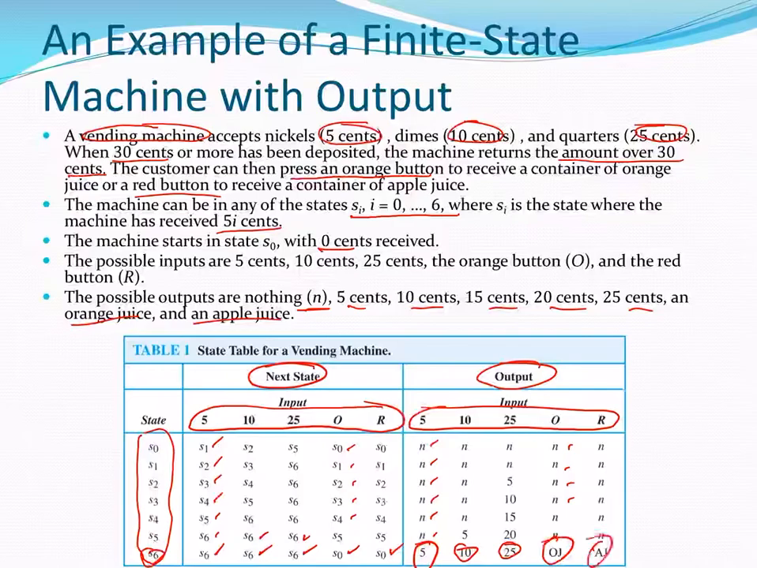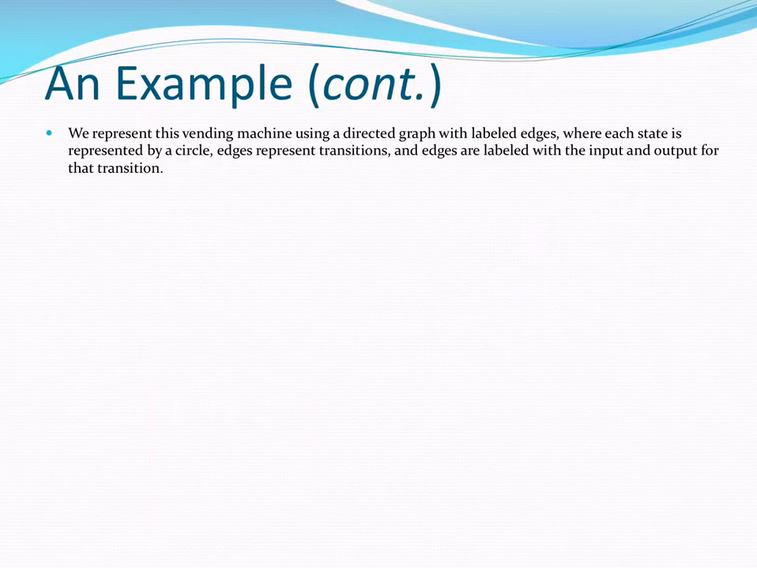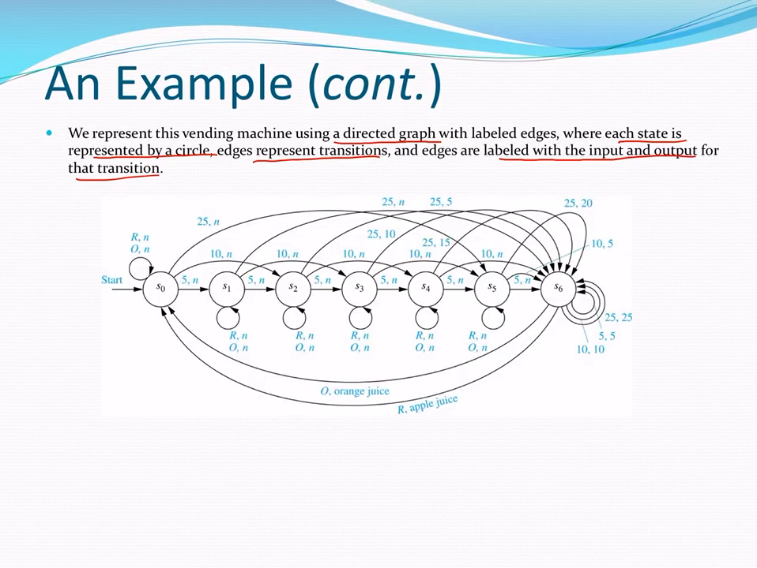Let's take another look at this problem using what's known as a directed graph, where each state is a circle or a vertex of this directed graph, and the edges represent the state transitions. The labeling on the edges contains both the input and the output information. So here's a digraph representation of our finite state vending machine.